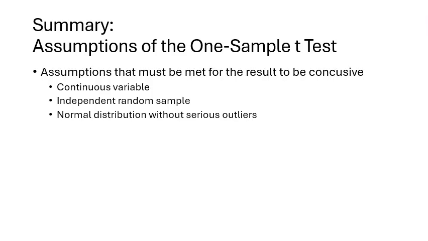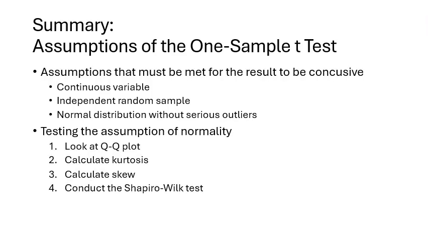So to summarize, there are some assumptions for the one sample t-test. First off, you have to have a continuous variable from an independent random sample, and you need a normal distribution without serious outliers. You'll be testing for normality by looking at the QQ plot, calculating kurtosis, calculating skew, and conducting the Shapiro-Wilk test.